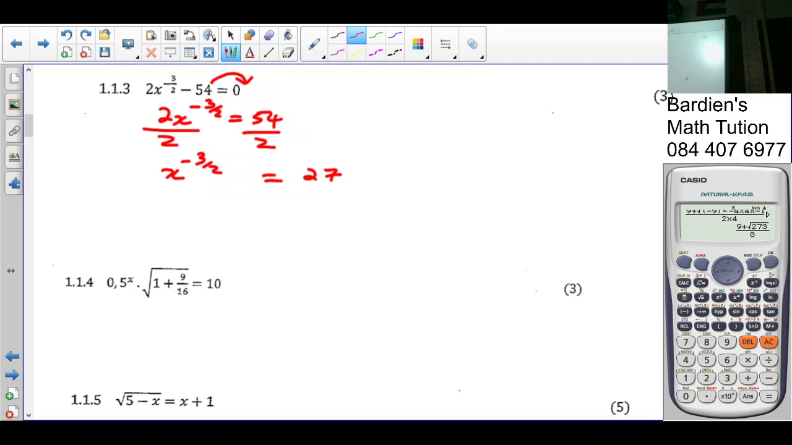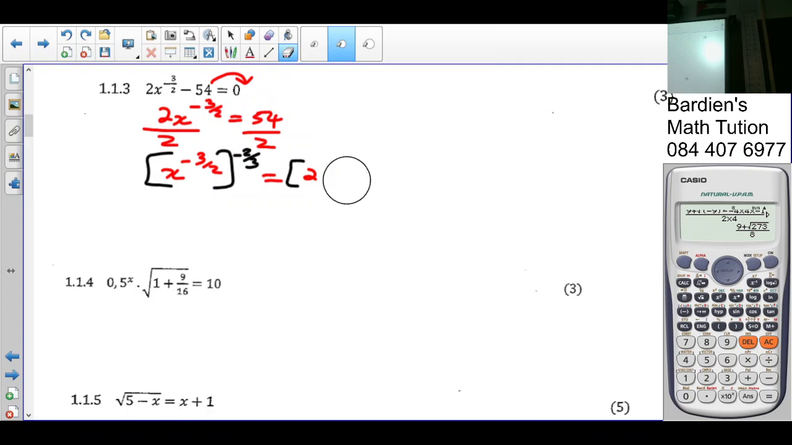So how do I get rid of negative 3 over 2? I raise it to its reciprocal, which is negative 2 over 3. Now do this on the other side as well. But remember, 27 can be written as what? 3 cubed. Raised to the reciprocal.